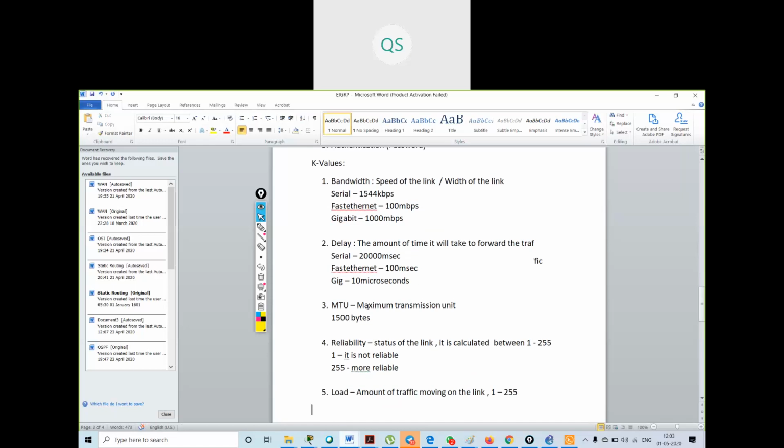If you go to reliability, reliability is the status of the link, you can say. What is the status of the link? It can be calculated between 1 and 255. So 1, it is not reliable. If the link has a reliability count of 1, then the link status is not reliable. If it is 255, it is most reliable, you can say. Most reliable, 255.